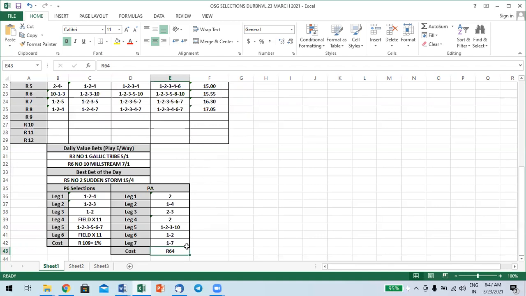And then I give you a PA for 64 Rand, and you can add into that. Normally, what I do is I take the favorite or second favorite with one of my outsider selections, and then put the PA. We have caught this PA a few times already in the past, and sometimes we just had one leg out. But yeah, you can add on to that depending on your finances.